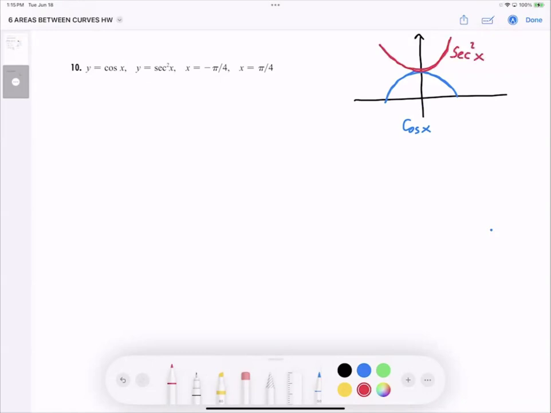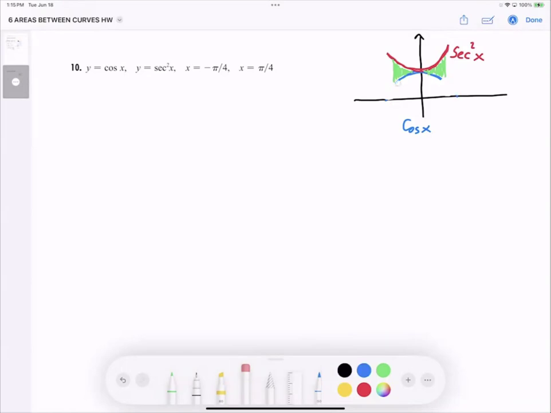Very good. So now we're interested in finding the region bounded between these two graphs as x starts from negative pi over 4 and stops at pi over 4. So let me erase these portions that I don't need, here and here, to make it nicer for you.